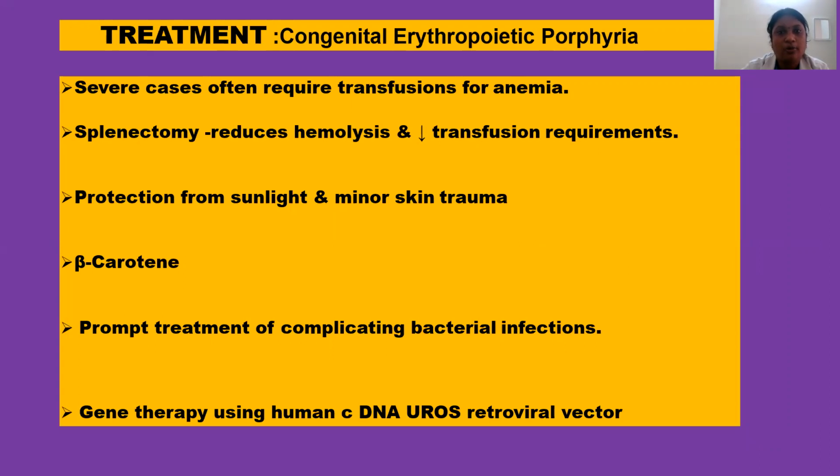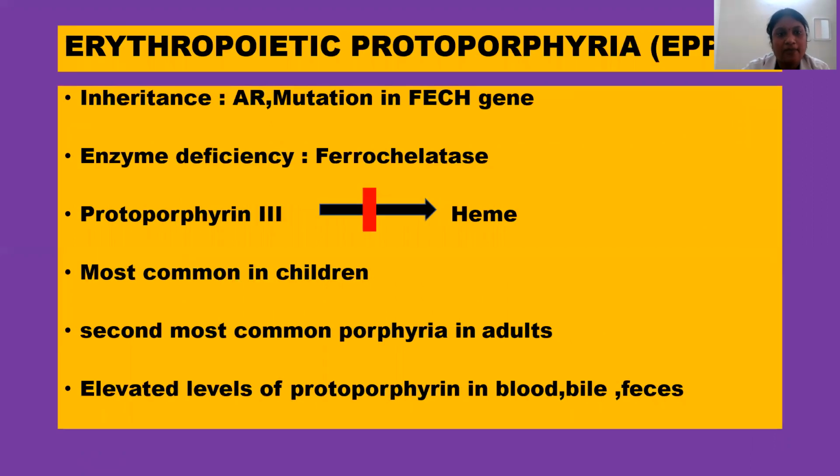Treatment for congenital erythropoietic porphyria: severe cases will require frequent transfusions for correcting anemia. Splenectomy will reduce the chance of hemolysis and decrease transfusion requirements. Protection from sunlight and skin trauma, beta carotene, treating the complicating bacterial infections, and gene therapy.